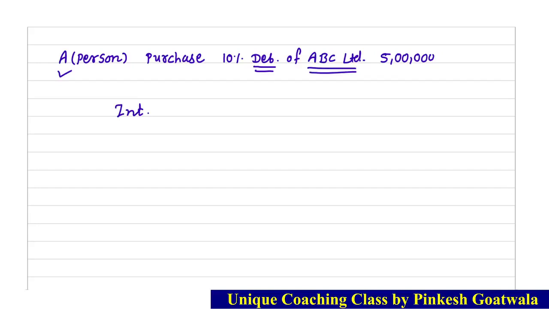Interest date is always fixed. Suppose here the company decided to pay interest on 31st March. Okay, it is the interest date. So you can say that it's a yearly interest because the company pays on 31st March, meaning only one time in a year.